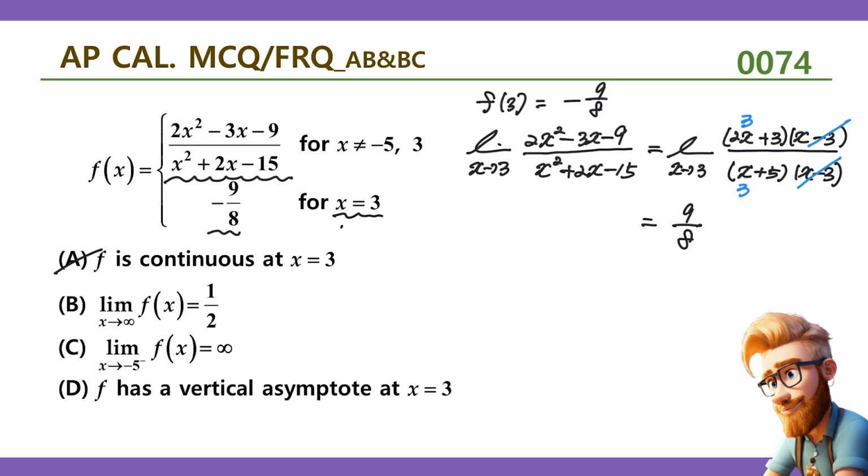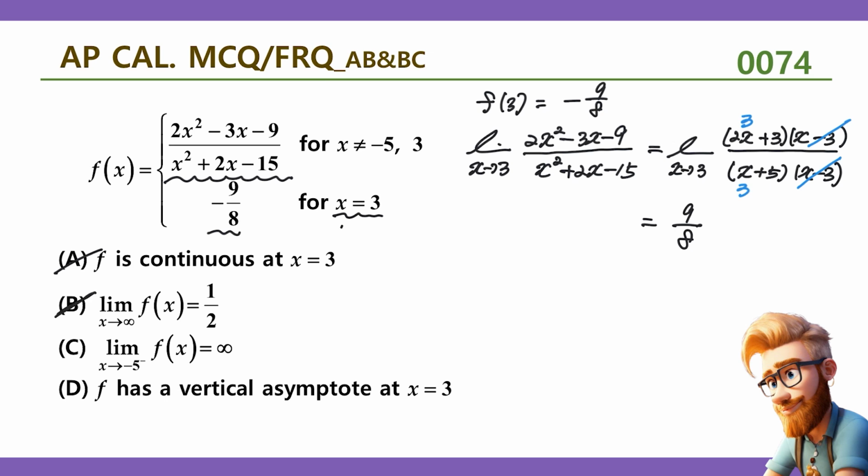Answer choice B: the limit as x approaches infinity of f of x is equal to 1 over 2. Let's see if this is true. The limit at infinity has to do with the horizontal asymptote of the function. This is a rational function. The degree of the denominator is 2, and the degree of the numerator is also 2. If the degrees are the same, then the horizontal asymptote is always equal to the leading coefficient of the numerator over the leading coefficient of the denominator, which is 2 over 1, not 1 over 2. So B is not true.